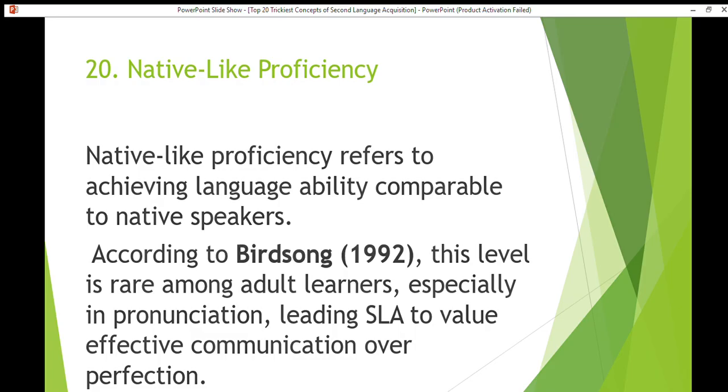Native-like proficiency refers to achieving language ability comparable to native speakers. According to Birdsong in 1992, this level is rare among adult learners, especially in pronunciation, leading SLA to value effective communication over perfection. Precisely, we can say that native-like proficiency means speaking like a native speaker. It is rare for adults. A learner speaks fluent English but still has a slight accent.